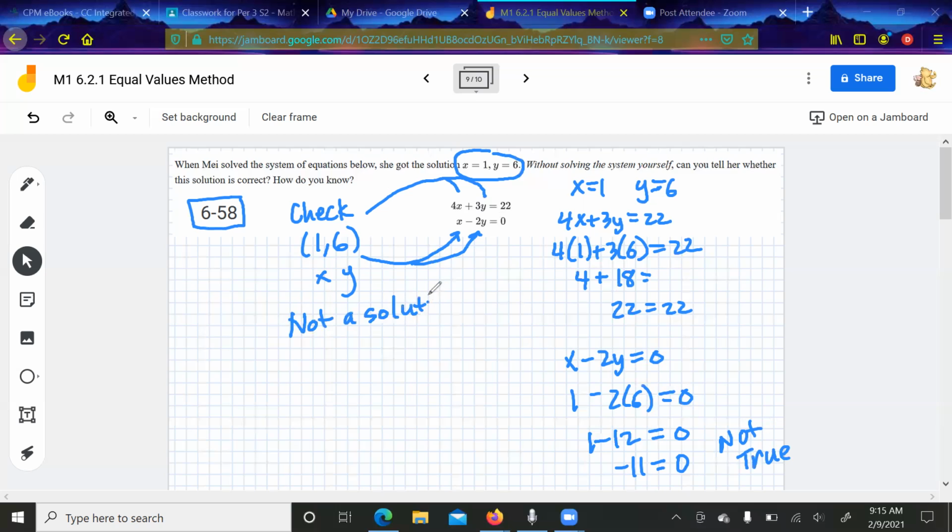And that is how you can check your work, okay? Because the solution you get has to work in both equations. Since it didn't work in the second one, it's not a solution. It worked in the first one, but it has to work in both of them to be a solution. We didn't have to solve it. We just plugged the coordinates into both equations to check our work. And that's how you can check your work every time.